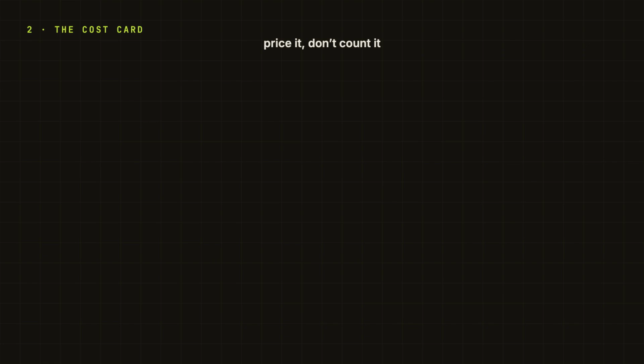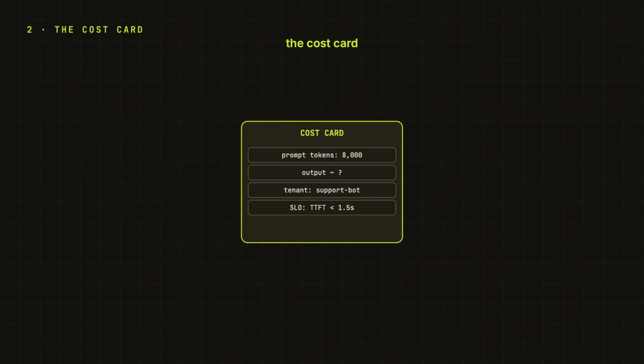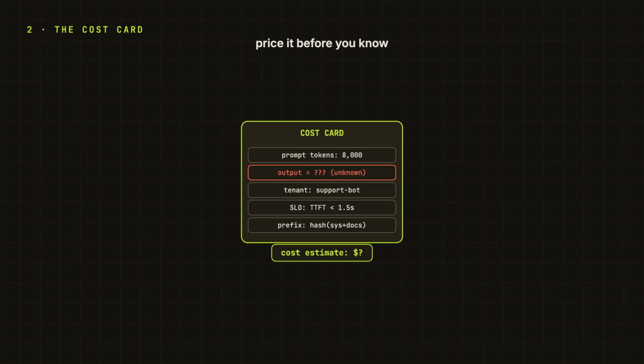So a good router does not count requests. It prices them. Before it routes anything, it turns the request into a little cost card. How many prompt tokens, roughly how much output we expect, which customer it belongs to, its latency target, and a fingerprint of its prefix so we can check who already has it cached. And here is the catch: the one field it would most love to have, the exact output length, is the one thing it cannot know. It has to price the request before it knows how long the answer will be. So it's pricing under uncertainty. And hold on to that. It's the reason this whole problem stays hard.